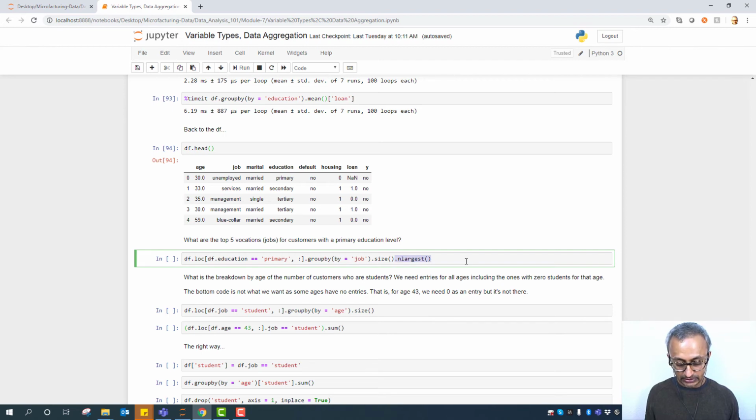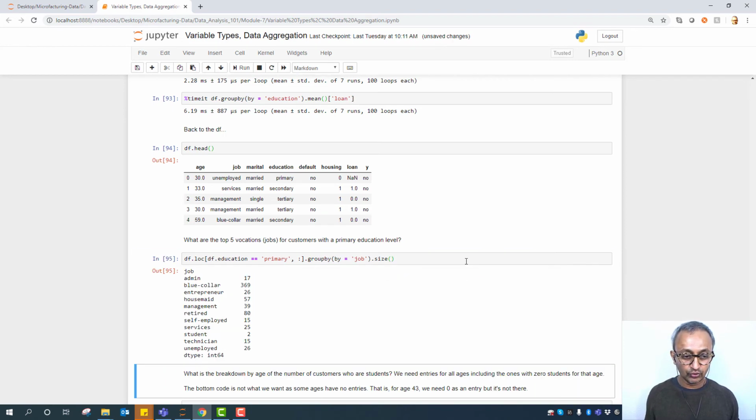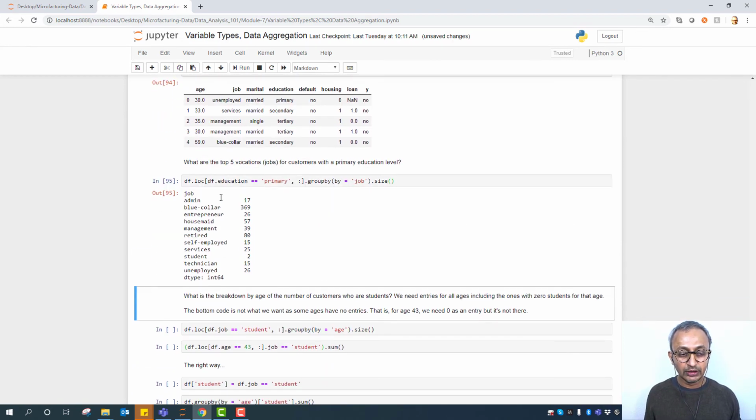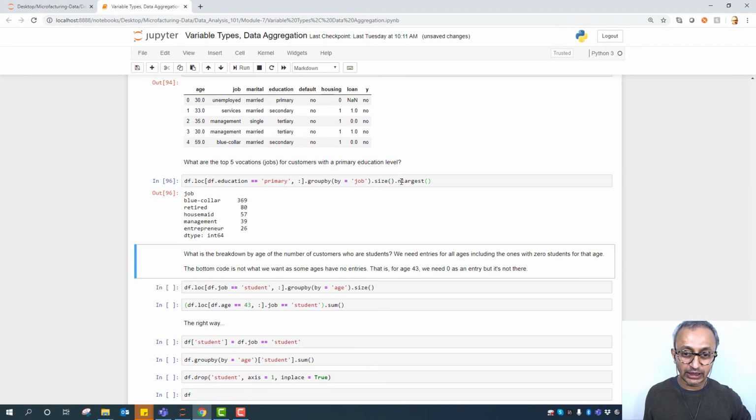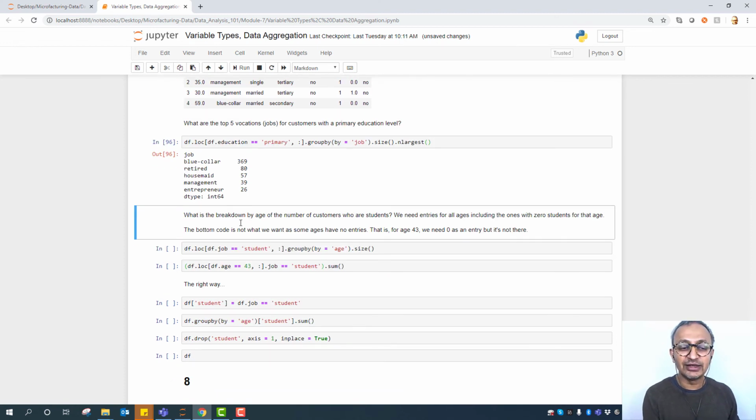Size is going to report all the different levels for folks who have a primary education level, and then you're going to pick the top 5 with nlargest. We have done nlargest, it gives you the top 5 categories, and you see that folks who are blue collar are more likely to have a primary education only, as opposed to someone who is in management and so on. So this does tell us something.